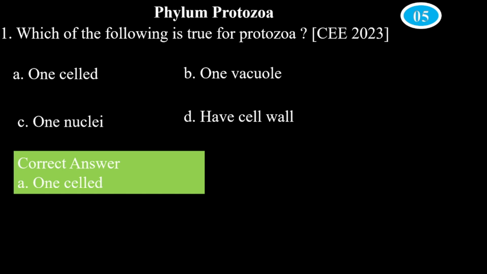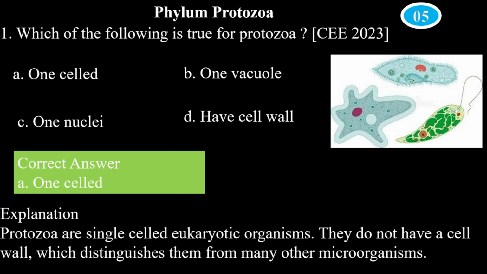The right answer is option A. One cell. This is because protozoa are single-celled eukaryotic organisms. They do not have a cell wall, which distinguishes them from many other microorganisms.